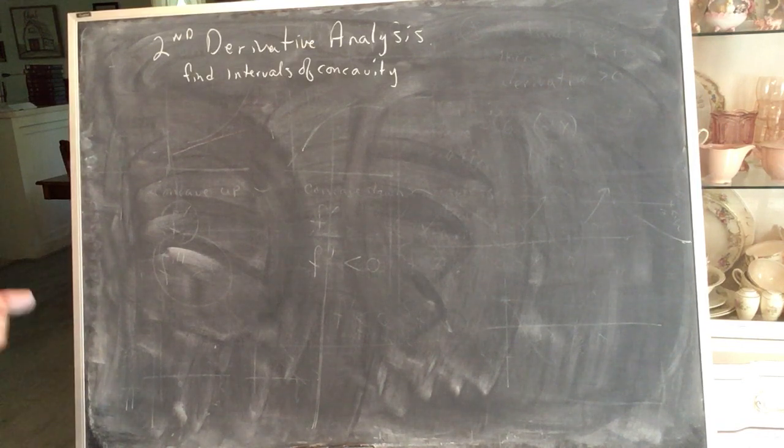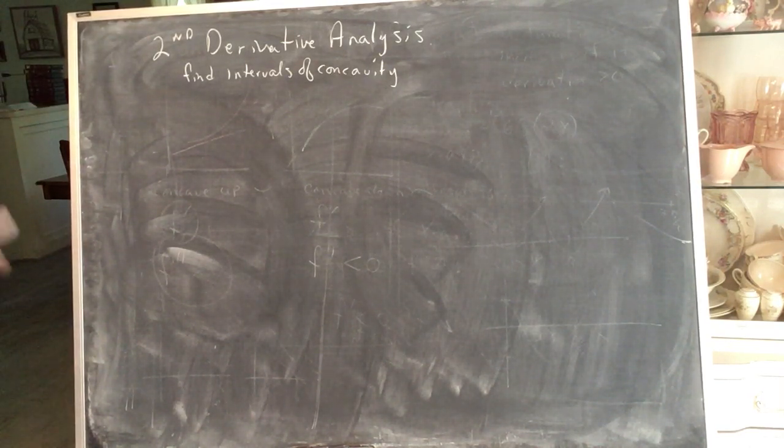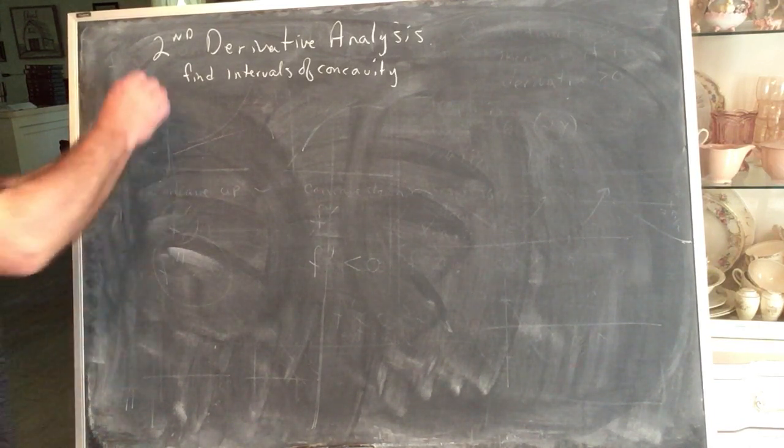The first derivative analysis is used to determine the intervals of increase and decrease. The second derivative analysis is used to find the intervals where it's concave up and concave down. The procedure is identical, except that for the second derivative analysis, you use the second derivative, and the conclusion has to do with concavity. For the first derivative analysis, you use the first derivative, and the conclusion has to do with increasing, decreasing. So, the procedure is the same.